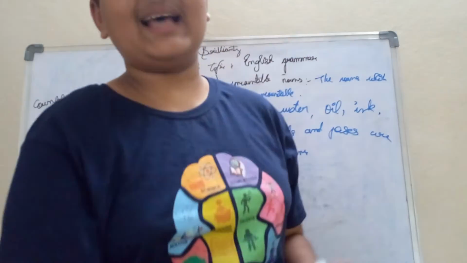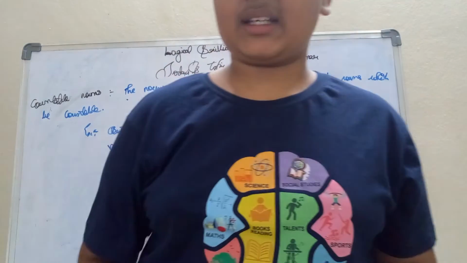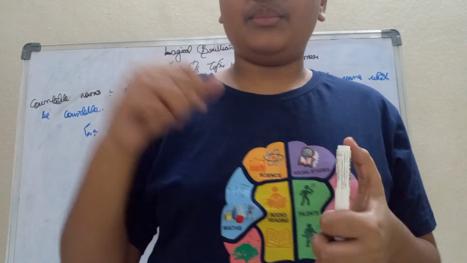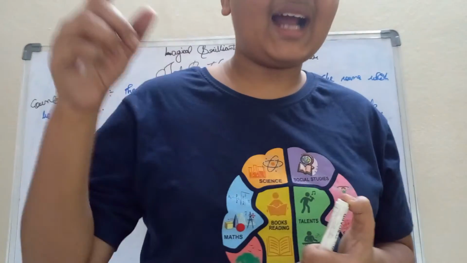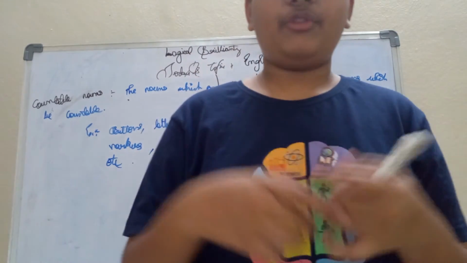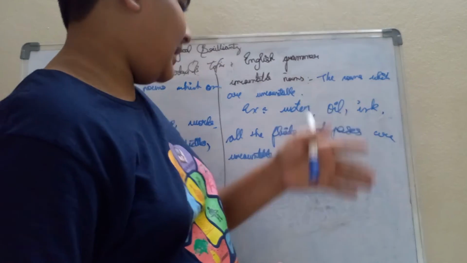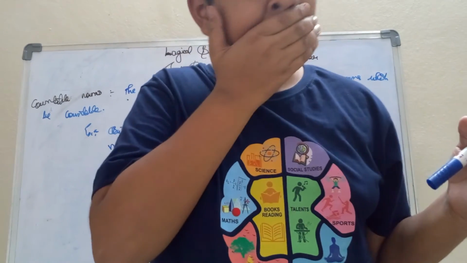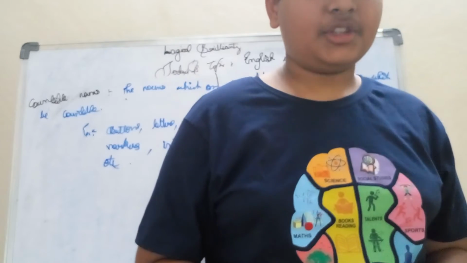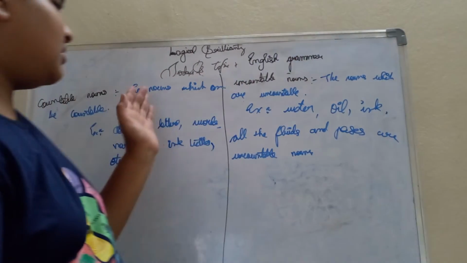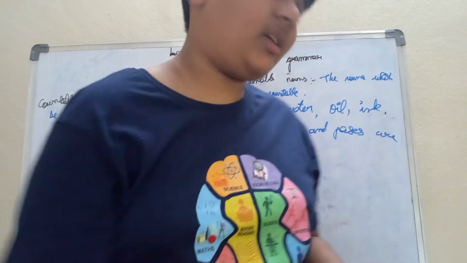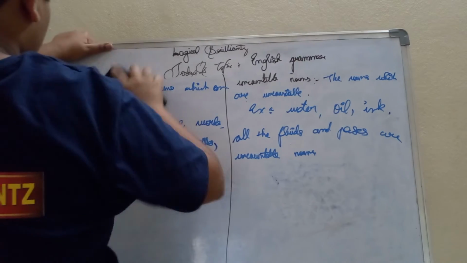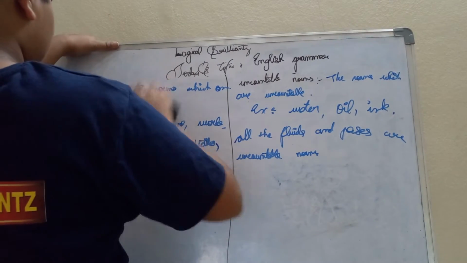Yes. So all gases, for example, steam, flame. Can you count how much flame is there? You can measure the temperature, but can't count the flame. Flame, steam, water, oil, ink, hydrogen, helium, nitrogen, oxygen, etc. So these are the nouns which can't be counted, and countable nouns are the nouns which can be counted. And as usual, I will give you a QFS. Please try to answer.